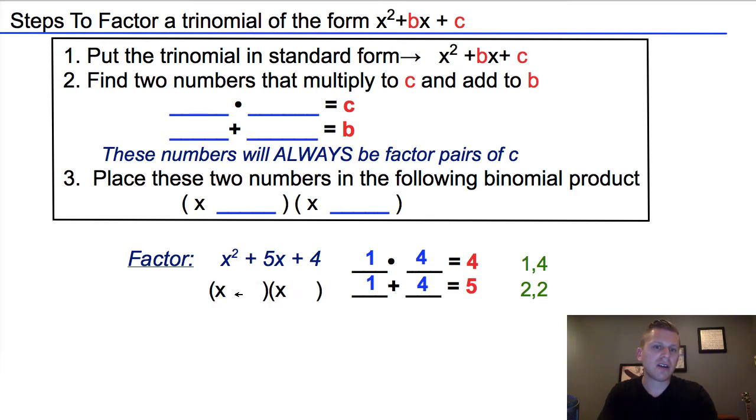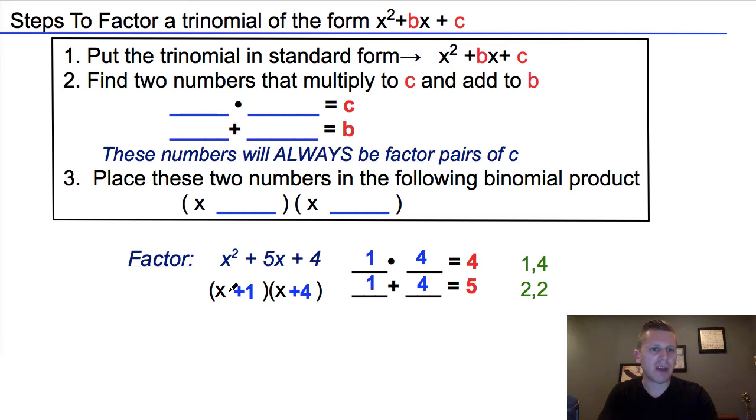What's missing here could be positive 1 and positive 4. If those were negative numbers, I would write negative 4 and negative 1, and it doesn't matter what order the positive 4 and the 1 go in. I could change the order and put these in the opposite places. It's still the same factors.